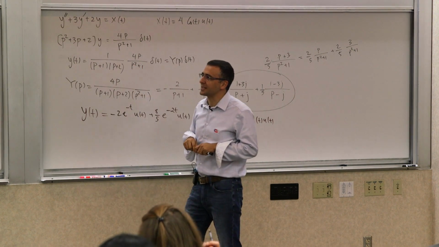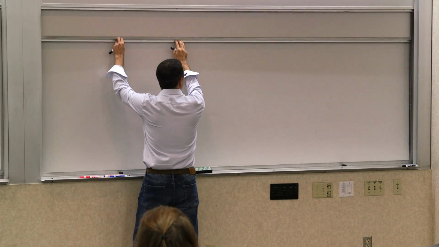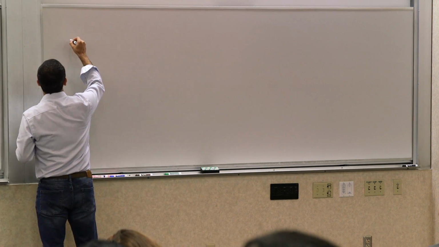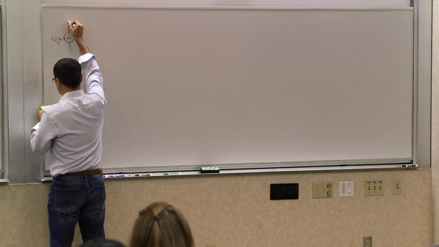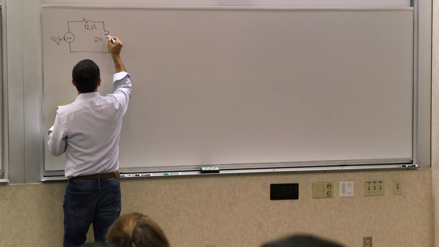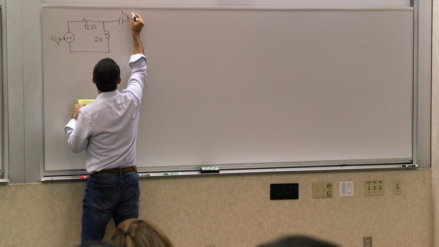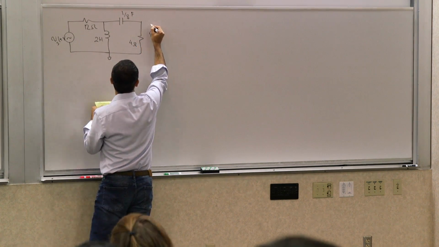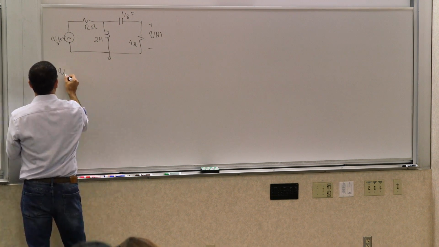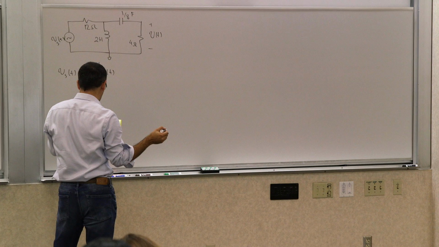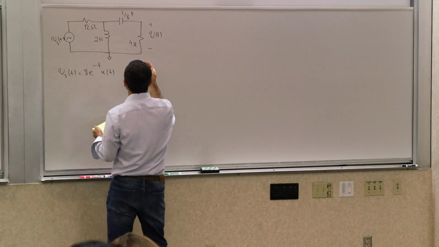No? All right. Let's do another example. Let's do a circuit example. So here, let's say you have an input Vs of t. You have a 12 ohm resistor, a 2 Henry inductor, a 1/8 farad capacitor, a 4 ohm resistor, and this is your V of t, the output. And let's say Vs of t is 8 e to the negative t u of t. I want to find what the output voltage is. So this is a transfer function kind of thing that we can calculate.